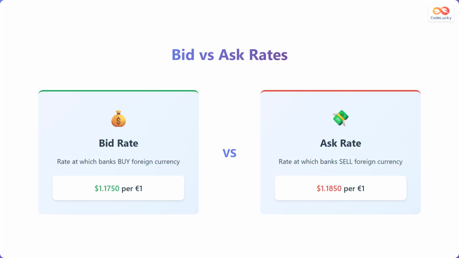When dealing with currency exchange, you'll encounter two different rates: the bid rate and the ask rate. The bid rate is the price at which currency dealers are willing to buy a foreign currency from you. The ask rate, also called the offer rate, is the price at which dealers will sell that same foreign currency to you. The ask rate is always higher than the bid rate. This difference is called the spread, and it represents the dealer's profit margin. For example, if the bid rate for euros is $1.1750, the ask rate might be $1.1850. The 10-cent difference is the spread that compensates the dealer for providing the exchange service.